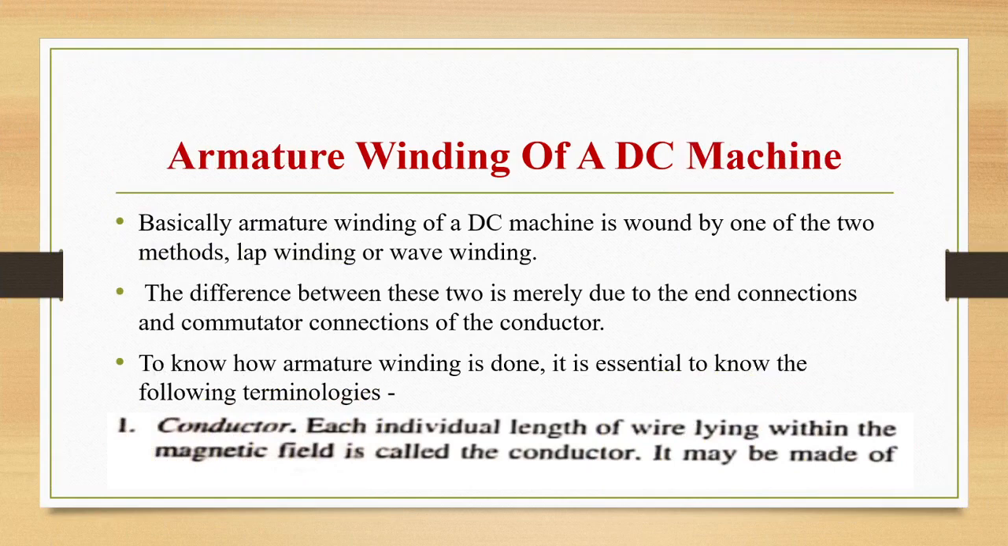So we have seen various terminologies which are used to understand what exactly lap and wave winding are. Basically, armature winding of a DC machine is wound by one of the two methods, lap or wave winding. The difference between these two is merely due to the end connections and commutator connections of the conductor. Lap winding will have overlapping of the winding on each other, that's why its name is lap winding. And wave winding looks like a progressive wave, so it is called wave winding.